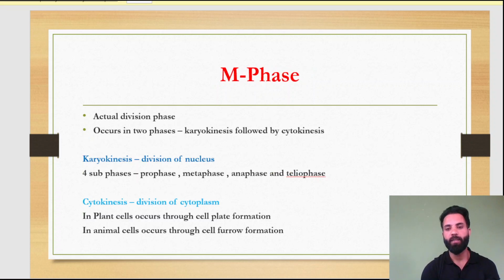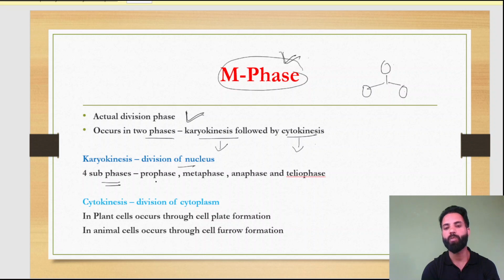Then after the interphase gets completed, there is the M phase. Now the M phase is called the actual division phase because in this phase the cell actually divides into two daughter cells. So the formation of two daughter cells occurs inside the M phase. And this M phase occurs via two processes. One is called karyokinesis, the nuclear division, and the other is cytokinesis, the cytoplasm division. Karyokinesis is the division of the nucleus and it has four subphases: prophase, metaphase, anaphase, and telophase.